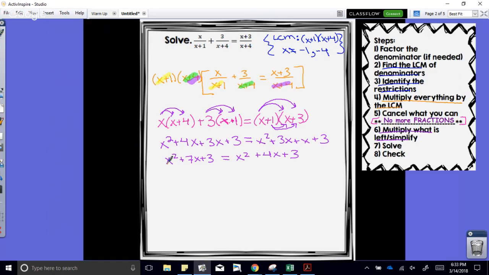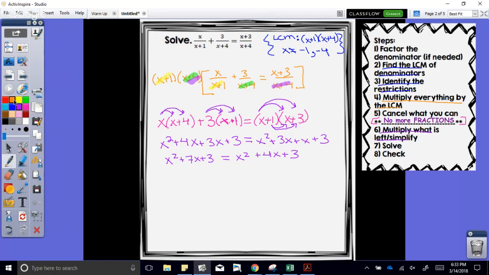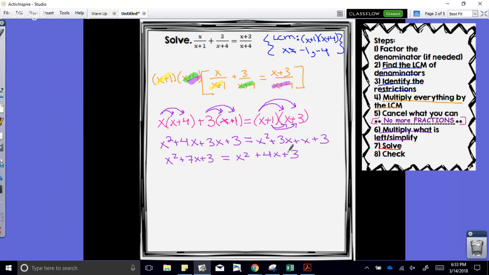So a lot of times when we have x squareds left in our problem, we're going to have to factor, possibly solve using square roots. So for this, I'm going to go ahead and try to solve. And the way I'm going to do that is I'm going to move everything on the right over here on the left and see what happens. So I'm going to subtract x squared from both sides.